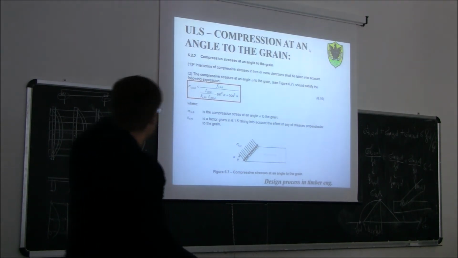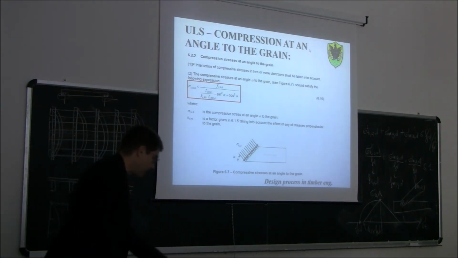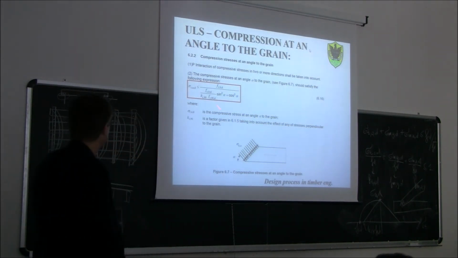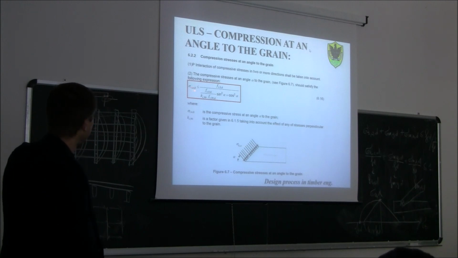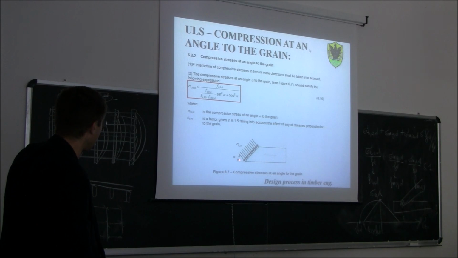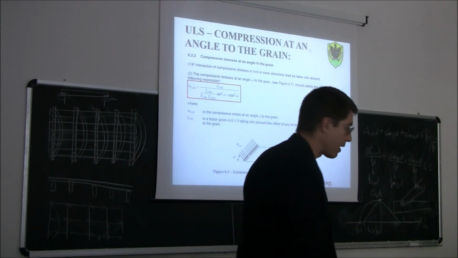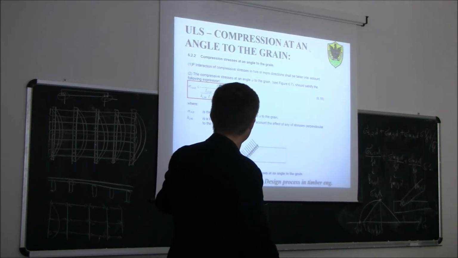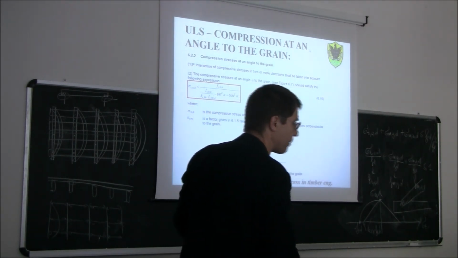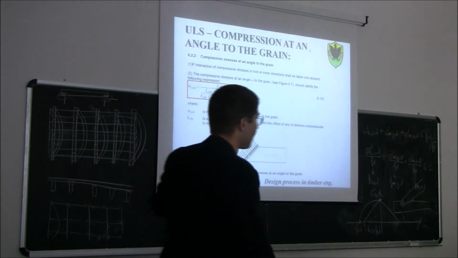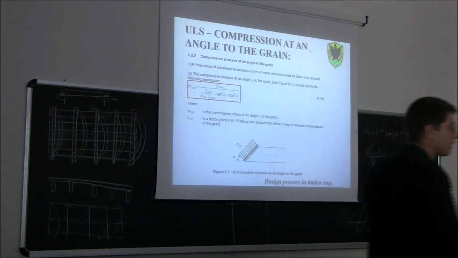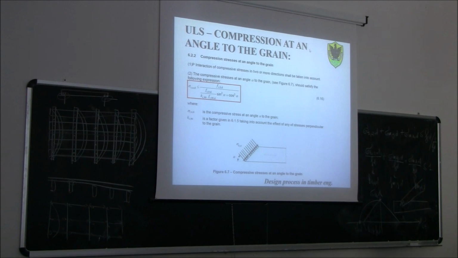So in this case, we need to use this relationship here. So sigma c alpha d, at a certain inclination angle alpha, f_c0d would be the compression strength parallel to the grain, f_c90d is the compression strength perpendicular to the grain, and we do this kind of interaction formula using the sine and cosine functions.